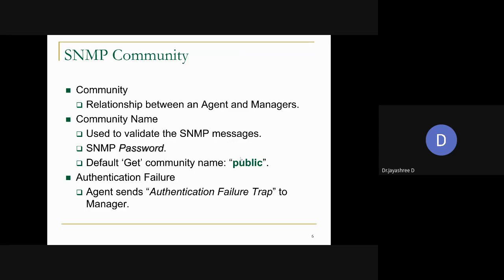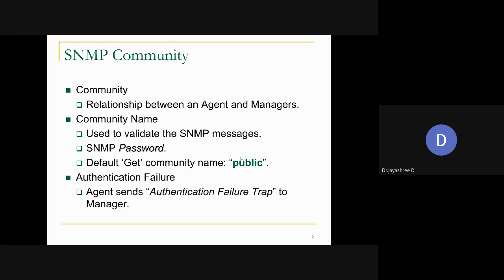So it's a simple thing. We have a simple name used for authentication, and both sides can access things with it. While checking, the agent verifies whether public is the community name held for that manager. If it is not, the agent sends back an authentication failed trap message, a notification message, to the manager.